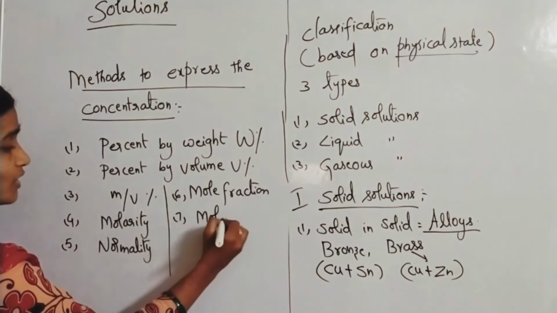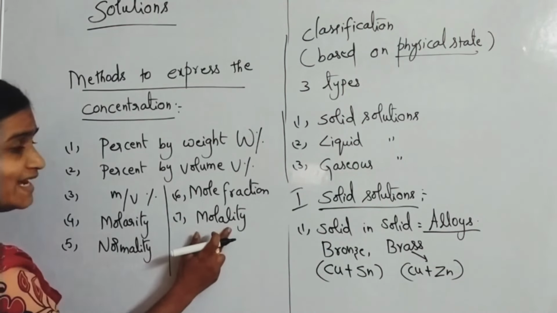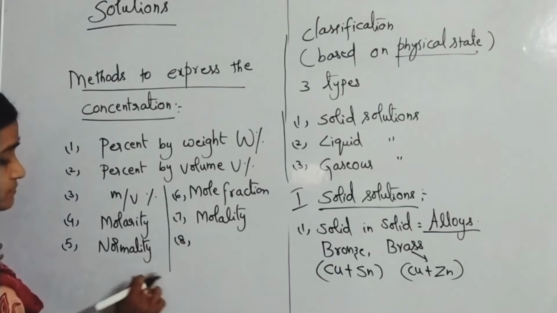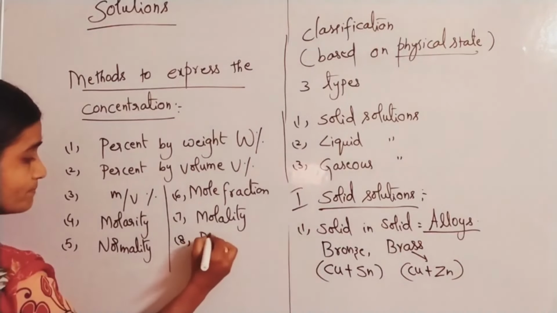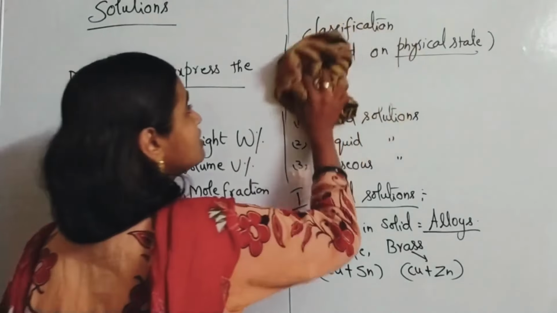The seventh one is molality. Molarity has an R, here molality has an L. And then you have what we call ppm, parts per million. So we have to discuss all these methods to express the concentration of a solution.